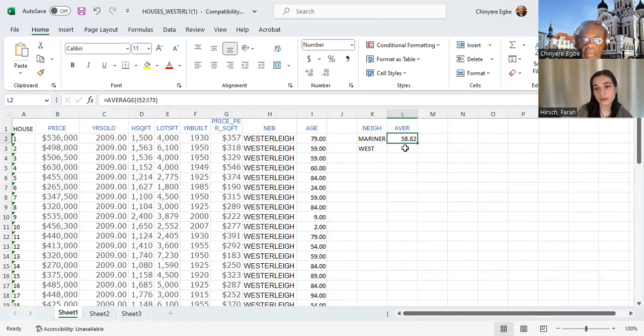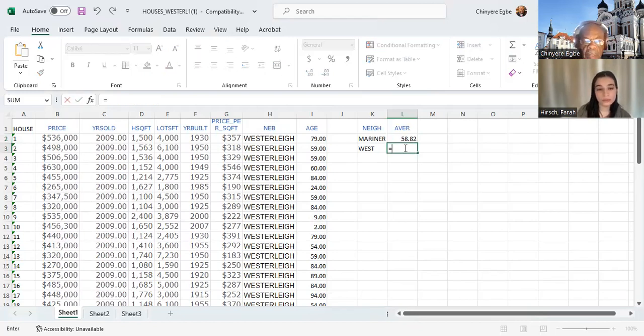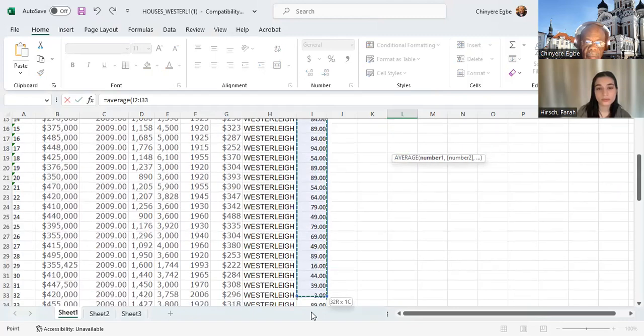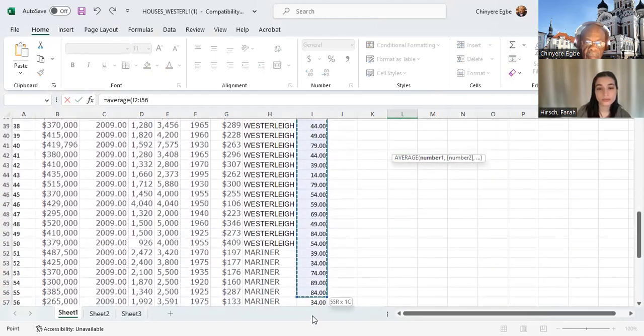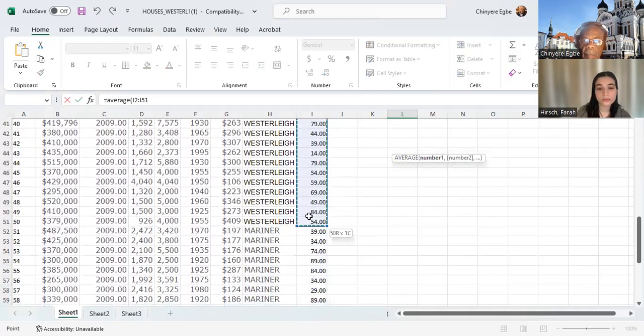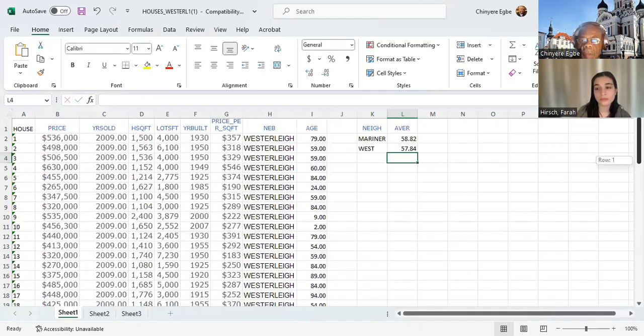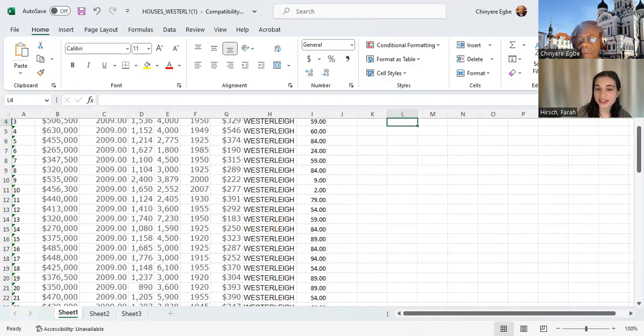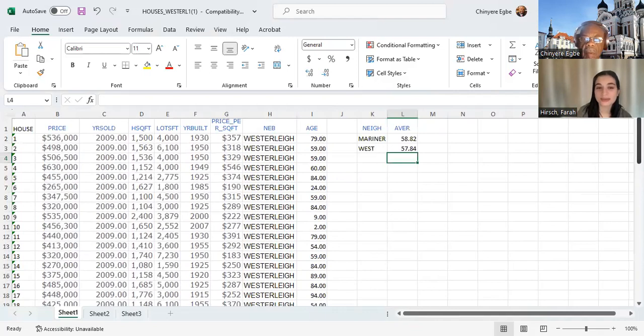All right. And then for West, it was average, and we paint West layer. And that gives us the average for West layer. Is that correct? Okay, I got that. Actually, I got different ones.